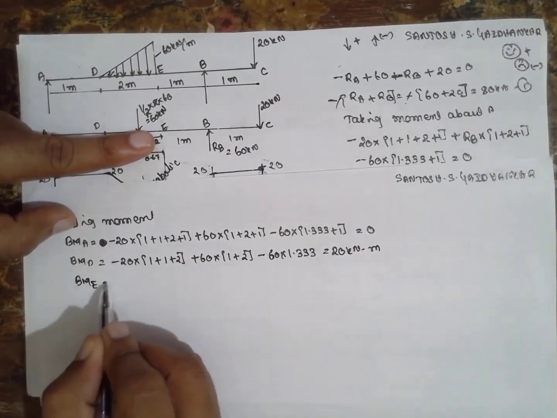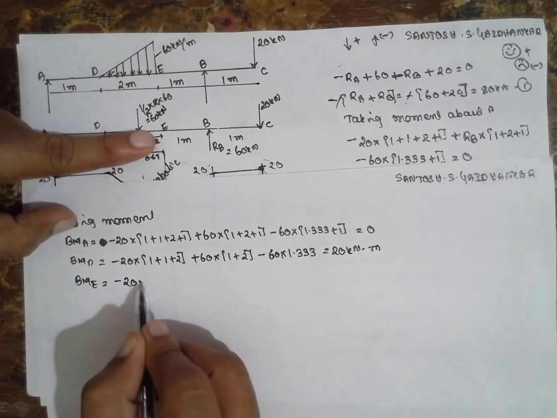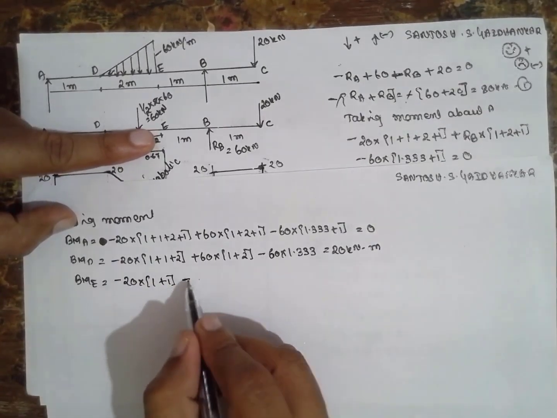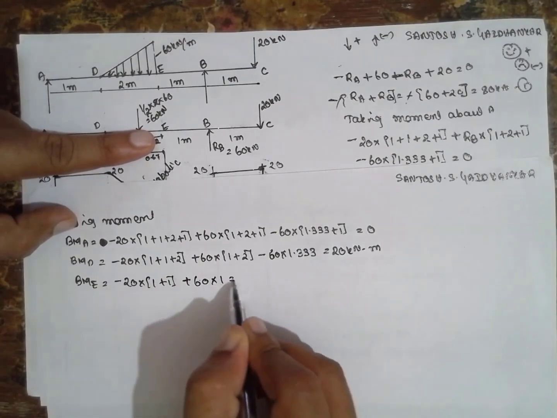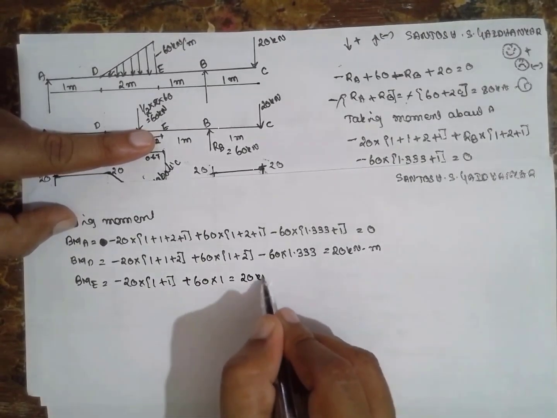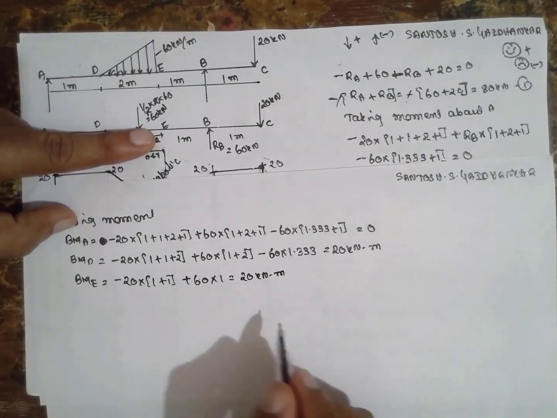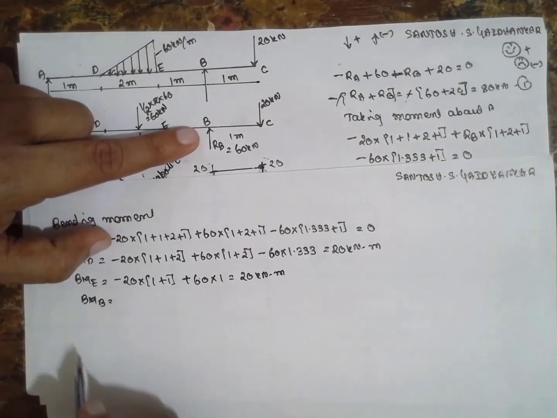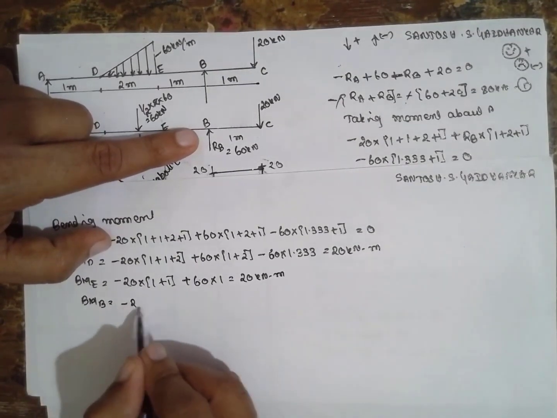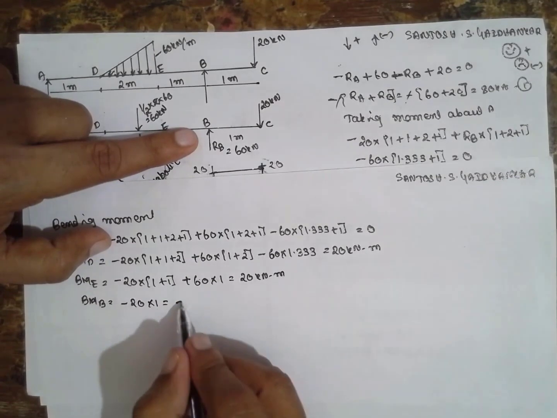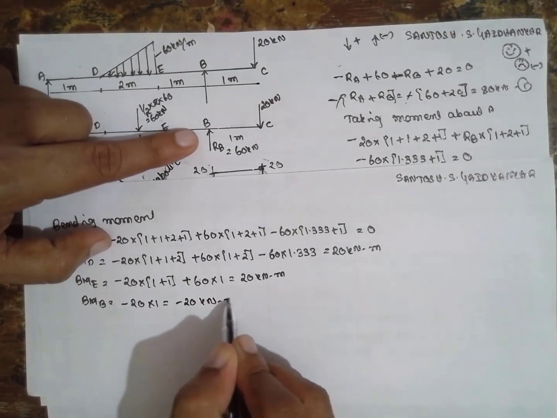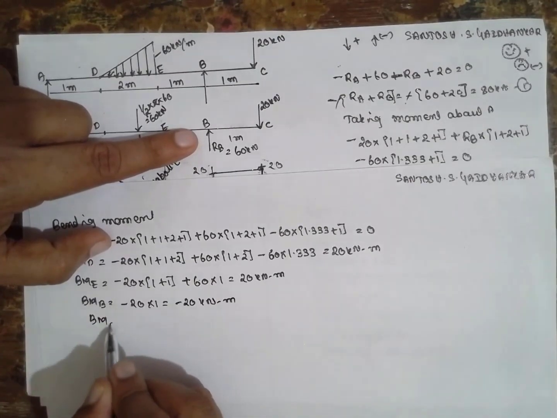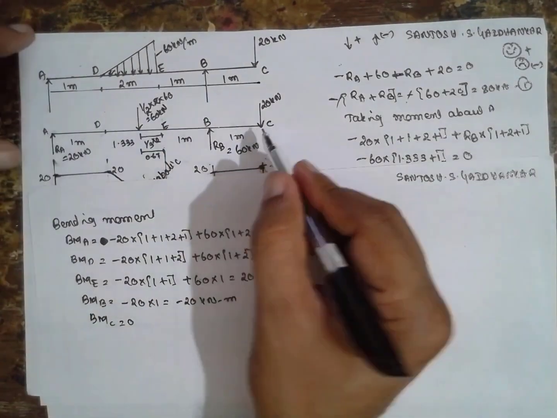Now BM at E, minus 20 into 1 plus 1, plus 60 into 1. It will be 20 kilonewton meter. BM at B will be minus 20 into 1, which is nothing but minus 20 kilonewton meter. And BM at C will be 0. At this point it will be 0.